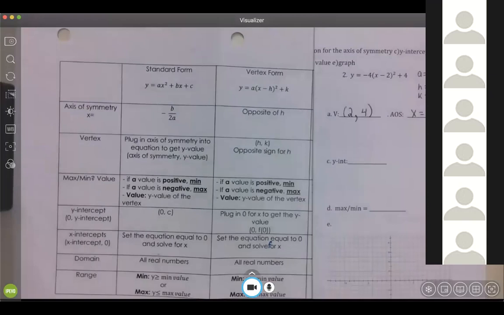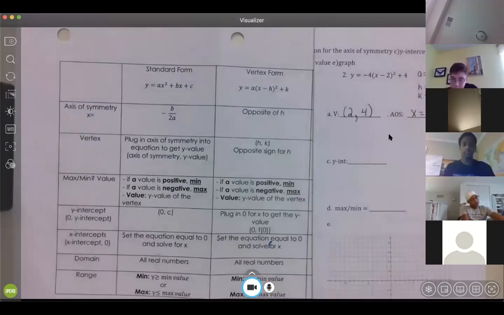Part C, the y-intercept. How do I find the y-intercept? What do you have for me, Conrad? Plug in 0 for x to get the y value.